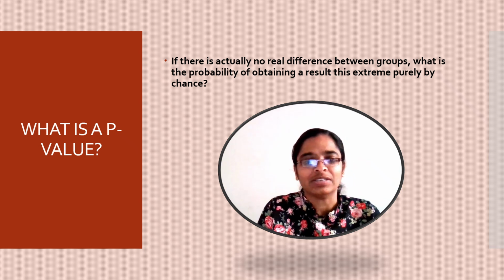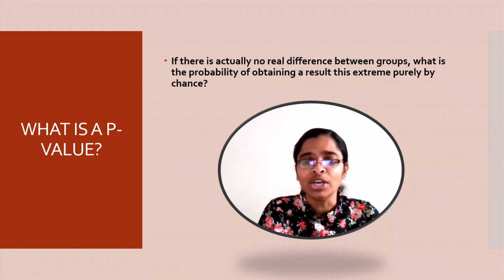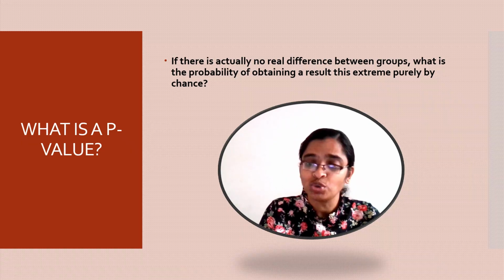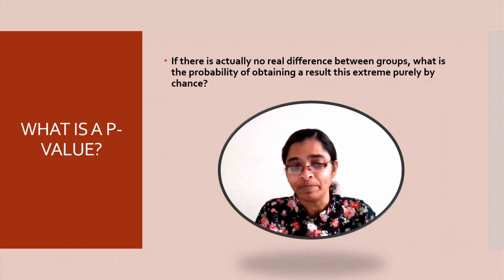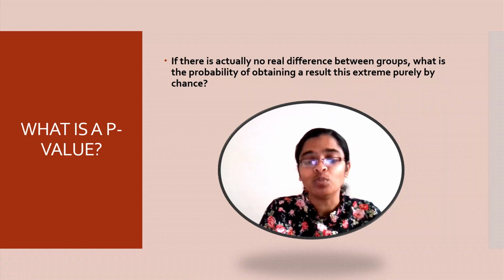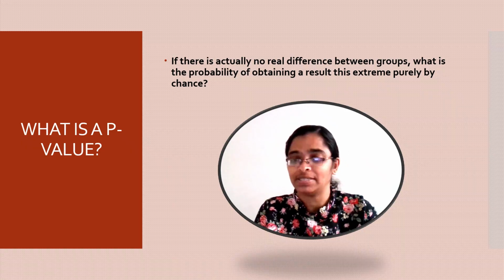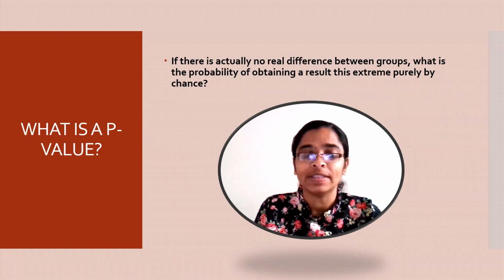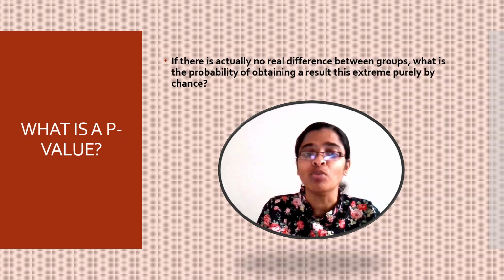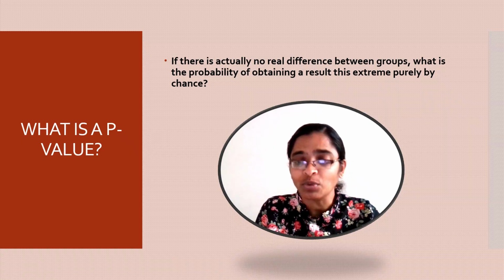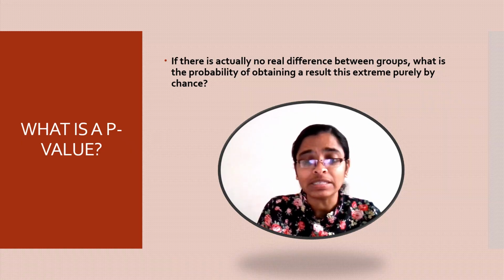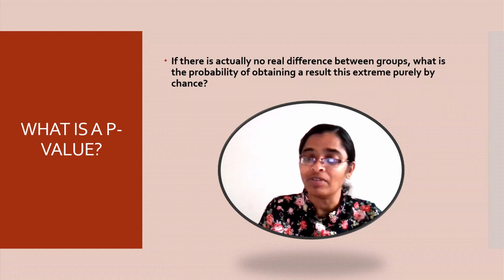Let's simplify it. Imagine you are testing a new antidepressant and you are comparing two groups, Group A and Group B. Group A is the group taking the new antidepressant and Group B is on placebo. So you find that Group A improves more than Group B. Now the question becomes, is this a real difference or did it happen by chance? And that's where the p-value comes in.